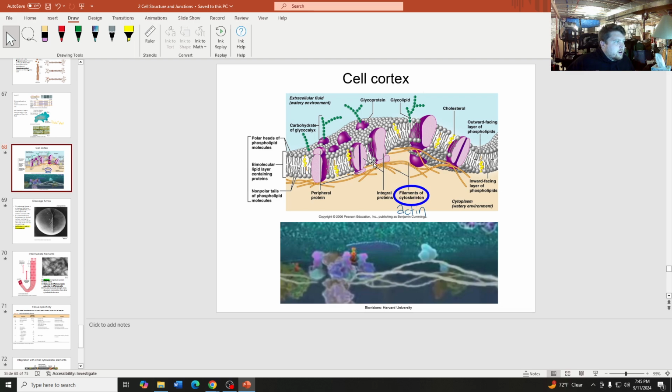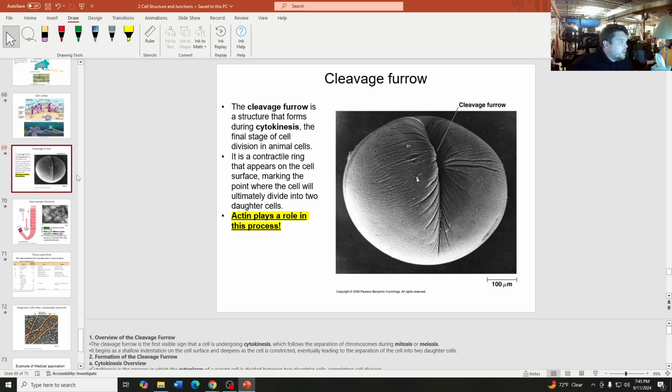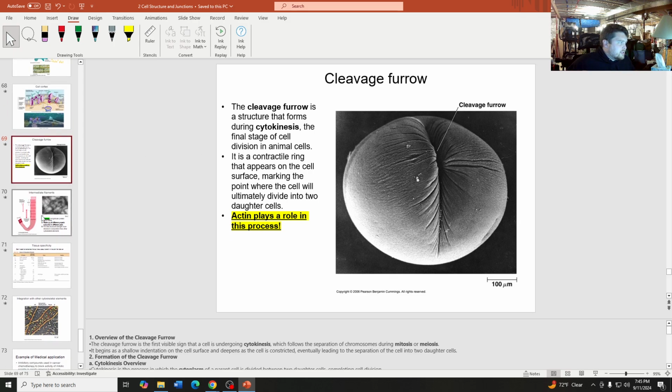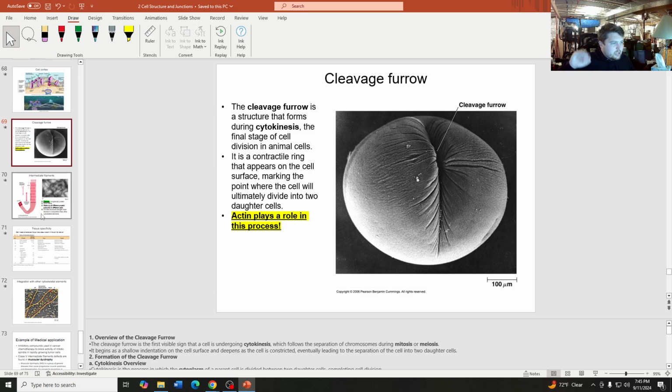Here the actin is part of the cell cortex, playing its role in the cellular structure. The cleavage furrow. So this is during what's called cytokinesis. We're going to talk more about this in lecture 3 material.